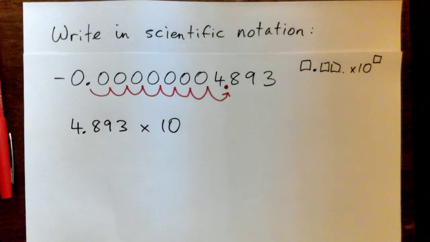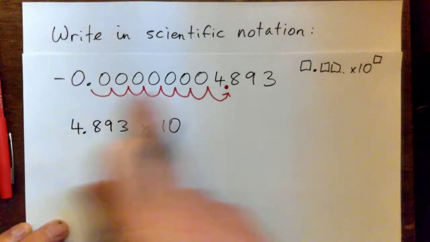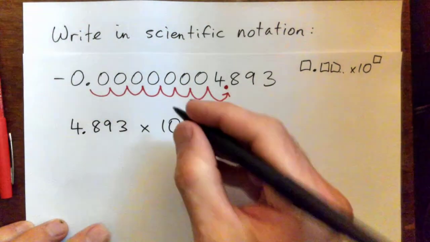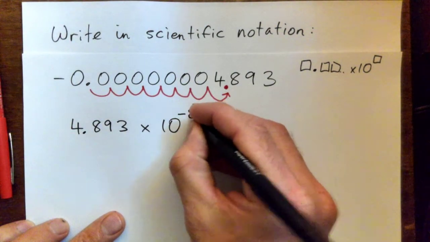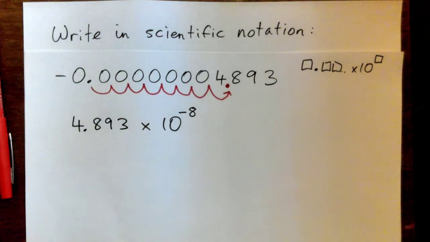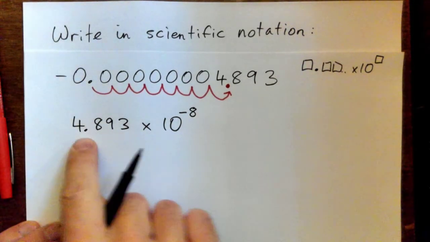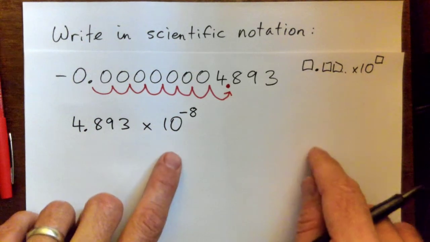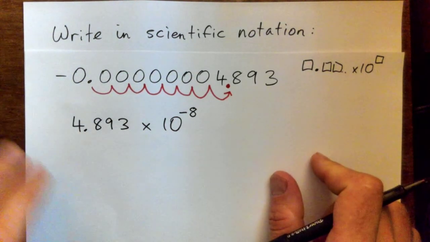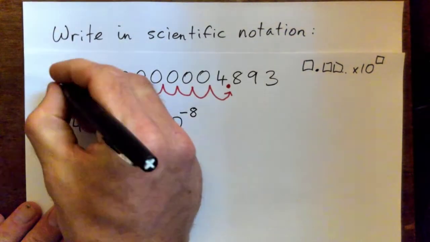It's either going to be a positive 8 or a negative 8. Well, because this is a small number, we know it ought to be a negative 8, because 10 to a negative 8 is a decimal, right? So it's this times a big long decimal to give this. But there's one thing we forgot, which is this negative sign up here.